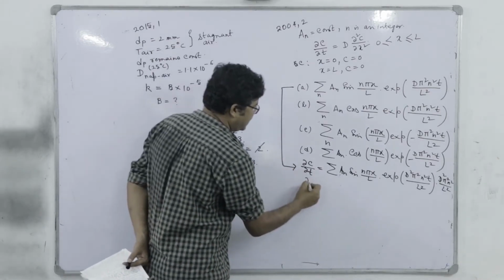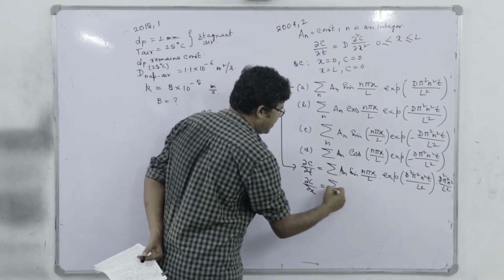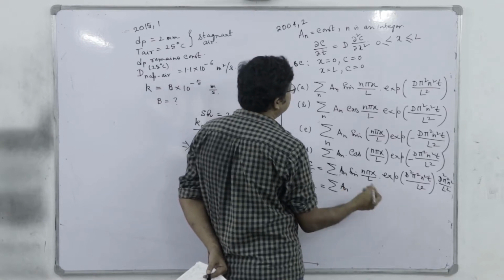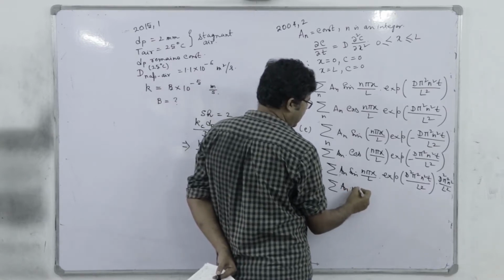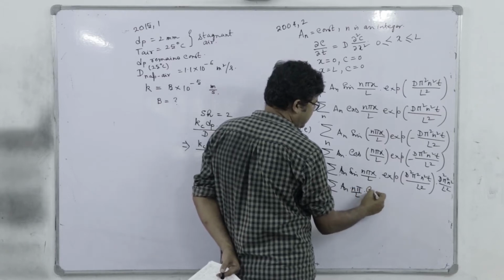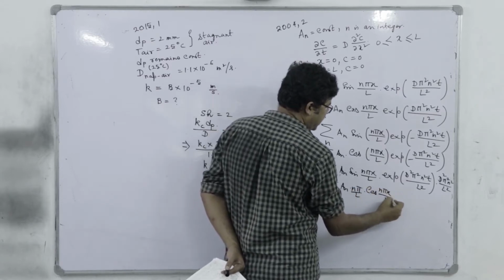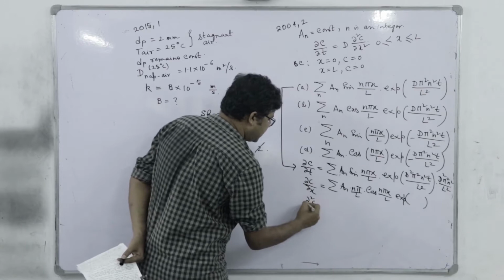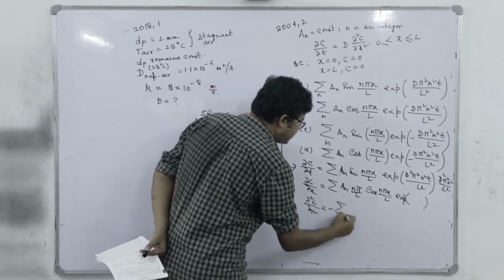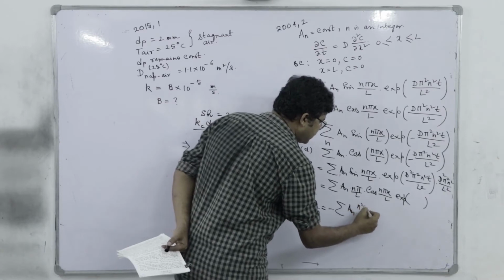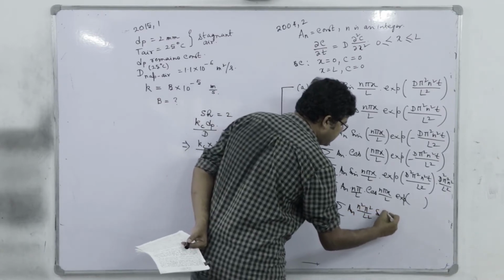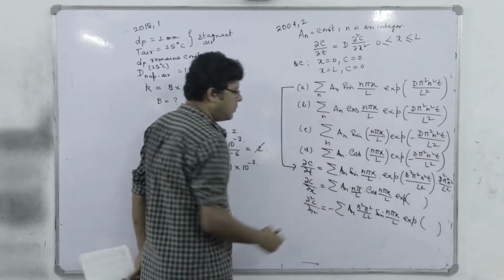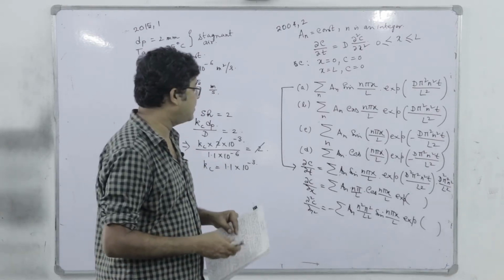And on the other hand, if we go for del C del x, I will get a n into this n pi by L, right, cos n pi x by L into exponential of this thing. So, if you further go for taking the derivative, I will get a n square pi square by L square into sine of n pi x by L into exponential of this, and there will be a minus sign because the derivative of cos includes a minus sign.